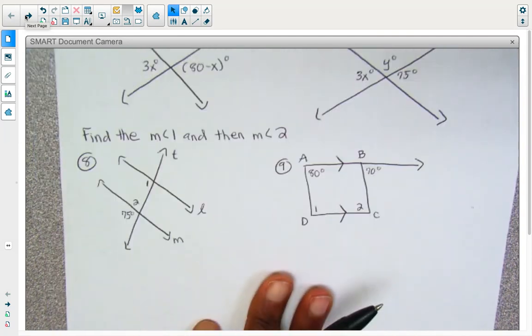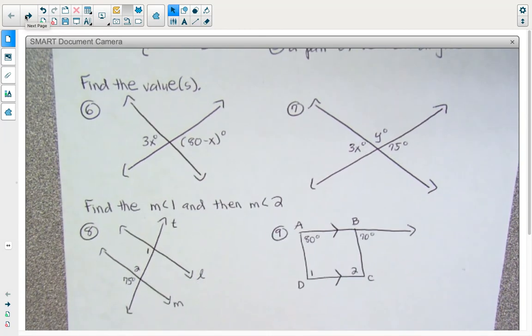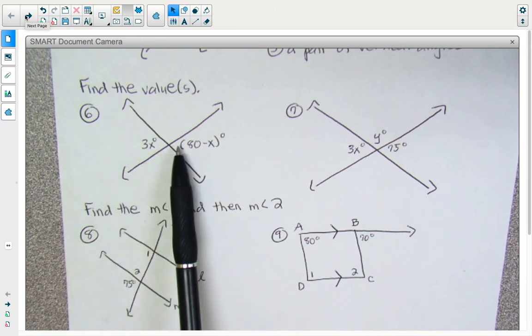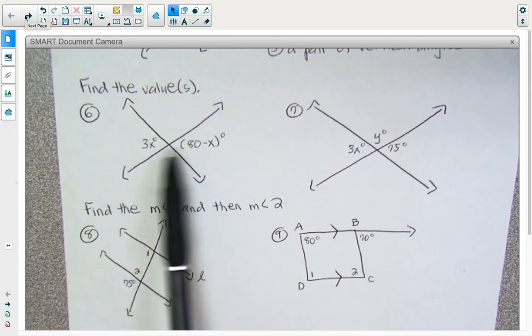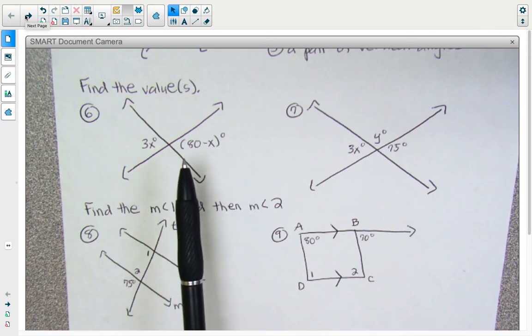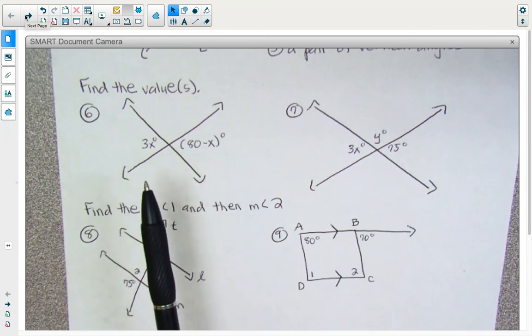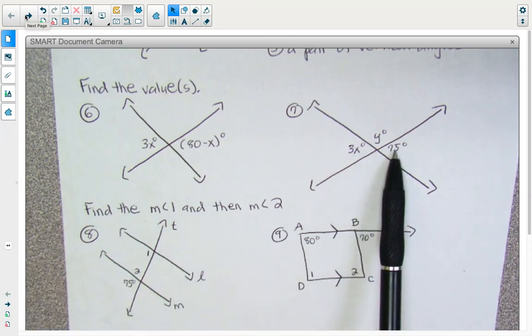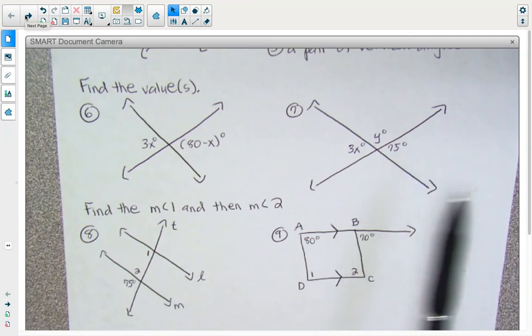And then down here, you have some problems that you need to go through and solve for X and Y. So you're looking for your missing angle values here. You're going to have to know things like, for example, number 6, these are vertical angles. So vertical angles are congruent to one another. So you need to set these equal to each other. That's where you're going to be using your knowledge of the angles to figure out what to do. Number 7, I know that these two are congruent to each other because they're vertical angles. Et cetera and so on.